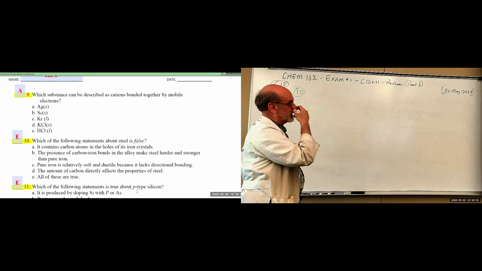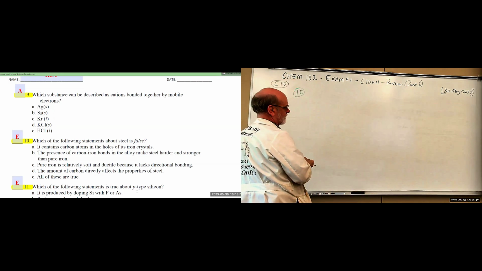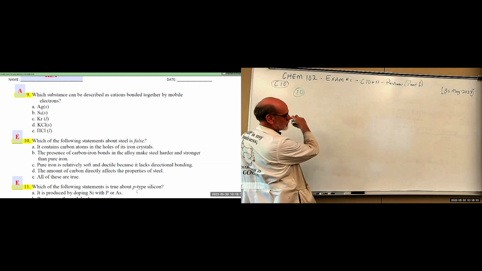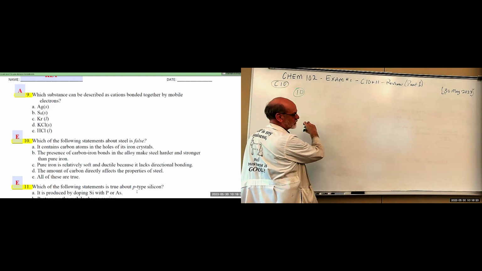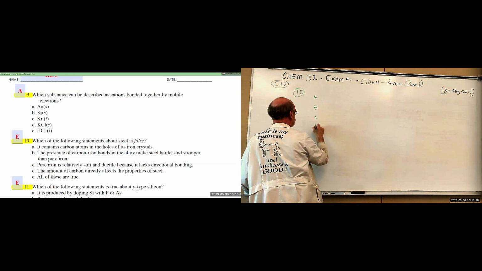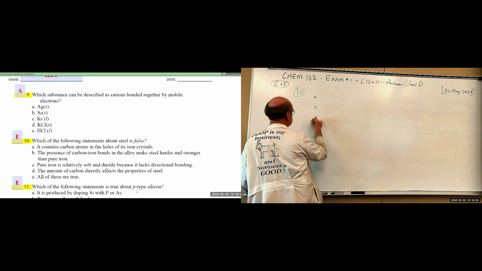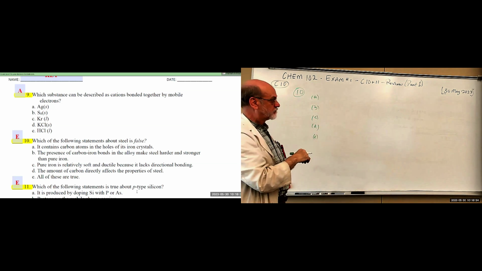All right, how about 10? Which of the following statements about steel is false? All right, so we got A through D, and then E is all of them. All are true. A, B, C, D, and E, all are true. So if we find a false one, then E can't be true.